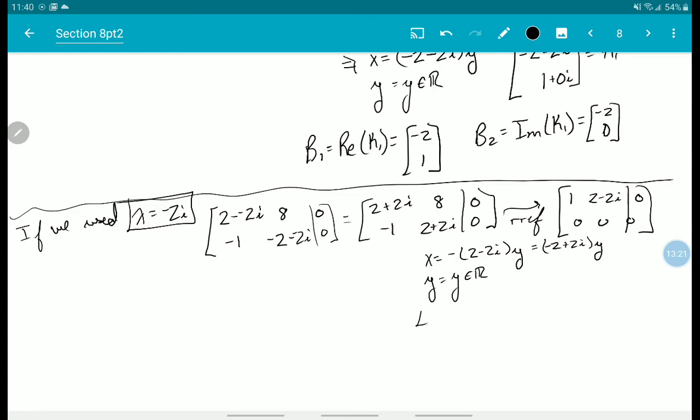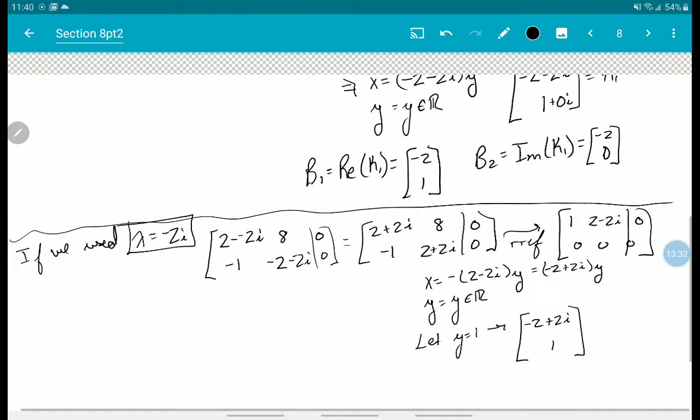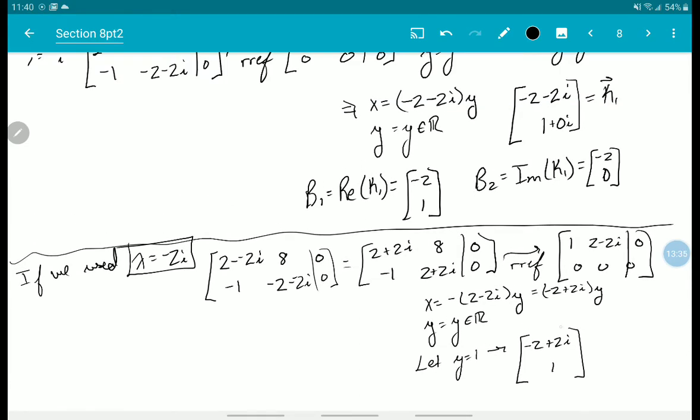So if we let y be 1, then our eigenvector would be negative 2 plus 2i and 1. So notice the difference between this guy and this guy. Do you see how they are complex conjugates of each other? That's always going to happen when we're dealing with complex numbers. You're always going to get those eigenvalues to be complex conjugates. You will always get the associated eigenvectors to be complex conjugates.